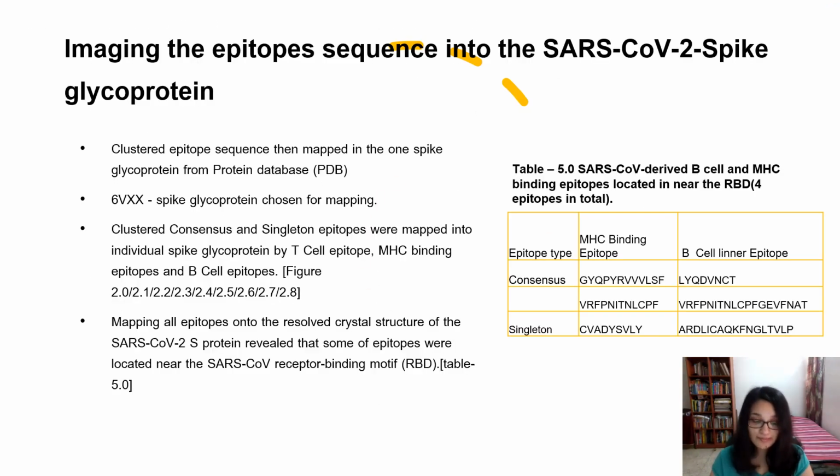Finally, we mapped these clustered as well as the singleton epitopes onto one spike glycoprotein from the protein database, PDB, and 6DXX was the spike glycoprotein that was chosen for mapping. And when we mapped all these epitopes, we found that some of the epitopes are actually located quite close to the receptor binding domain. And this table here shows the SARS-CoV derived B cell and MHC binding epitopes that were located close to the RBD, which were a total of 4 epitopes.